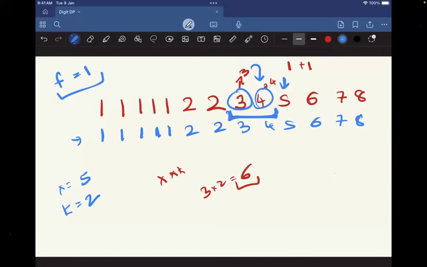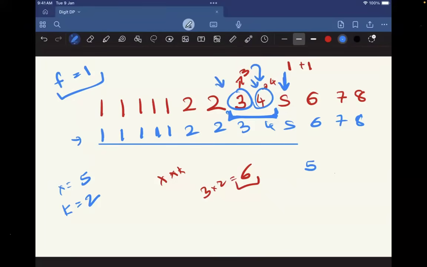Now, since I am here, there are 5 unique elements, right? But which one can't I kill? Tell me, guys. Which elements I cannot kill? I cannot kill this 3 and I cannot kill this 4. Yes or no, guys? Okay.